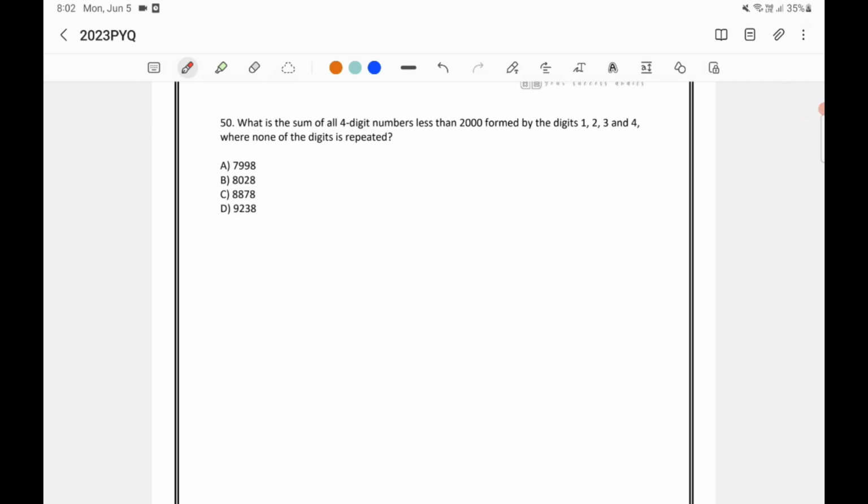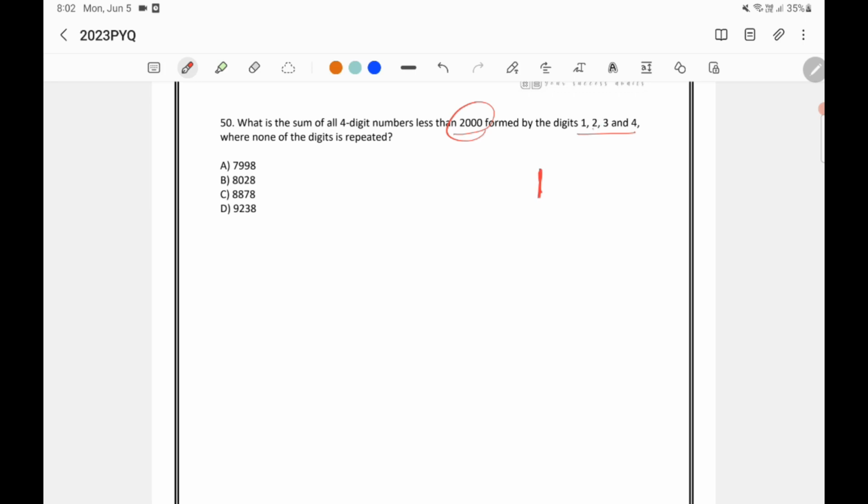What is the sum of all 4-digit numbers less than 2000 formed by the digits 1, 2, 3 and 4 where none of the digits is repeated? So here the number is less than 2000. That means the number will only start with 1, right? Because all other values are either equal to 2 or greater than 2 here. So only it can start with 1.